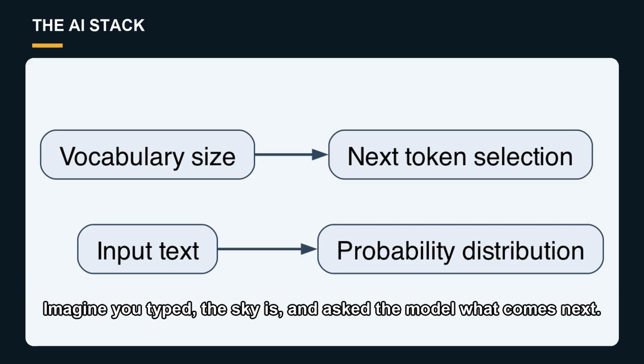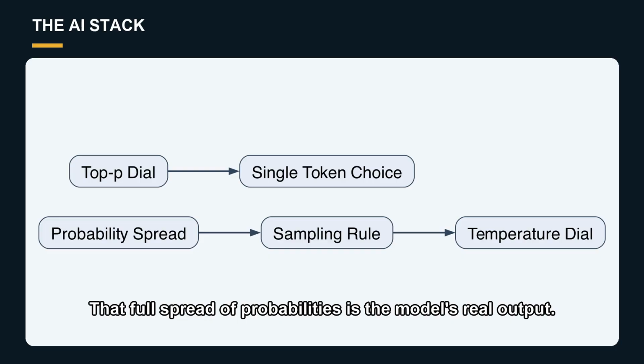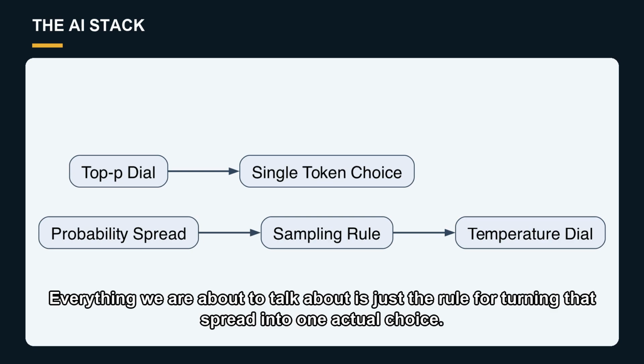Imagine you typed, "The sky is," and asked the model what comes next. Internally, it produces something like blue at 60%, clear at 12%, falling at 5%, a dim glow of probability spread across thousands of other words, and a vanishingly small sliver on something absurd like sandwich. That full spread of probabilities is the model's real output. Everything we are about to talk about is just the rule for turning that spread into one actual choice.